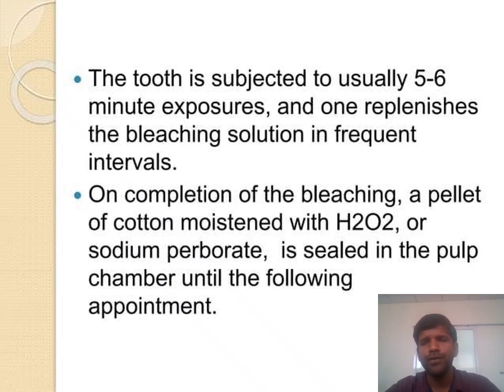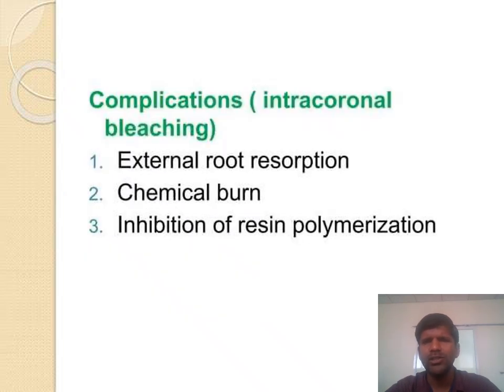On completion of the bleaching, a cotton pellet moistened with hydrogen peroxide or sodium perborate is sealed in the pulp chamber until the following appointment. Complications of intracoronal bleaching may include external root resorption, chemical burns, and also inhibition of resin polymerization.